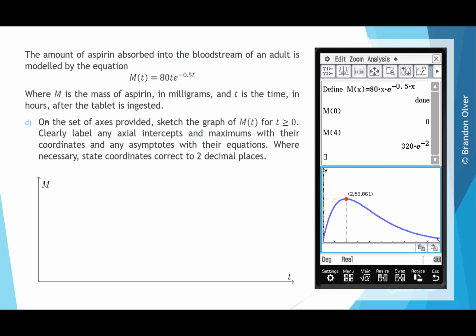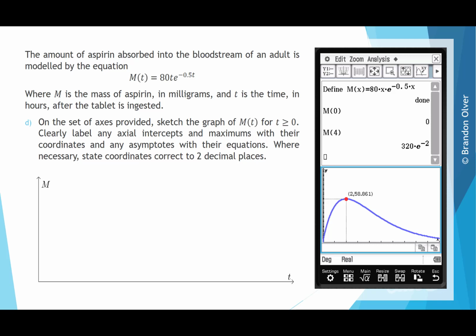For part D, on the set of axes provided, we need to sketch the graph of m of t for t greater than or equal to 0, clearly labelling any axial intercepts and maximums with their coordinates and any asymptotes with their equations. Where necessary, state coordinates correct to 2 decimal places.